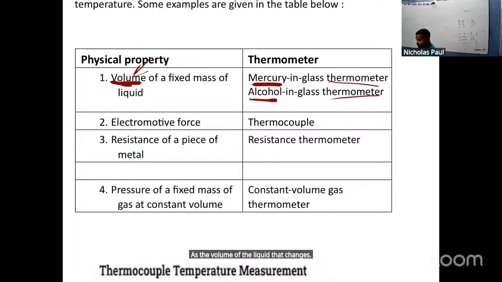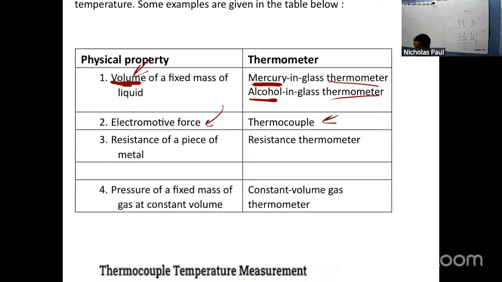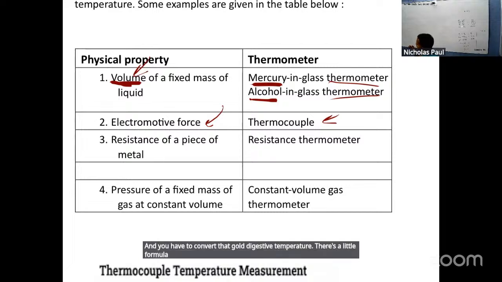Everybody okay with that? In a thermocouple that we'll see in a little while, there is something called an electromotive force. So when you use a thermocouple, the value that you're getting is not temperature. The value you're getting is a voltage, and you have to convert that voltage to temperature. There's a little formula, but most of the up-to-date thermometers will convert it and display it for you.